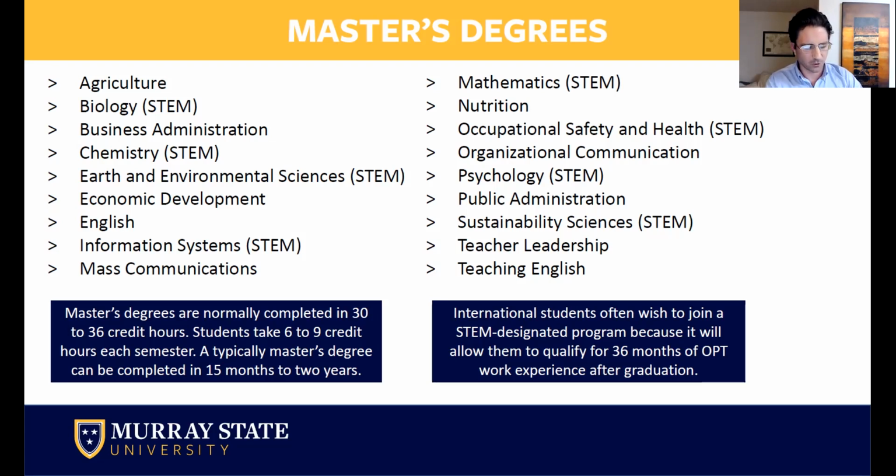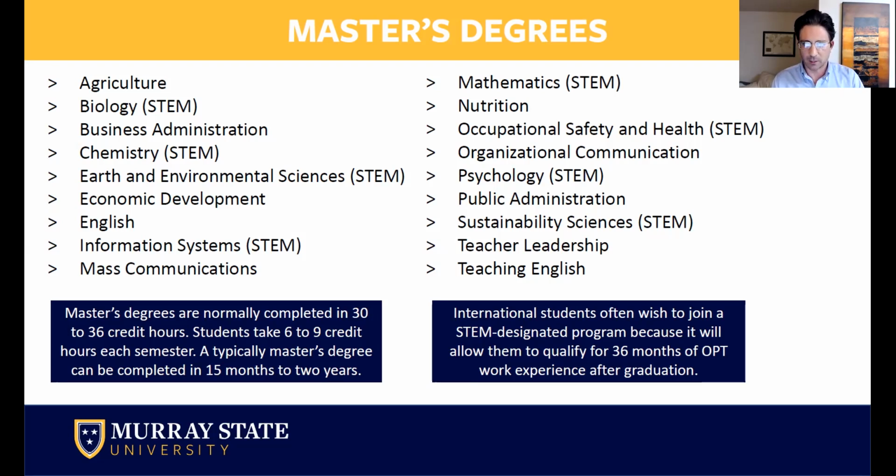Our master's programs are typically completed in 1.5 to 2 years. Some programs, if a student wants to complete the program quickly, they can do it in 1 year, but typically master's programs take about 1.5 years. There are usually 30 to 36 credits that a student would need to graduate. I'll get into this a little bit later, but the tuition that the student pays is based on the credits that they take. Students typically take 6 to 9 credits per semester.